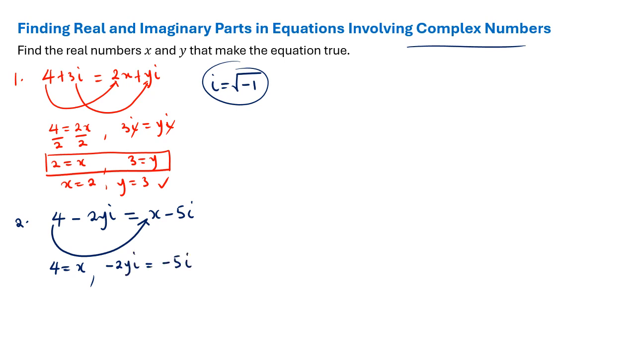If we have everything written down like that, what we can do is divide both sides by i, crossing i out on both sides. So that I get negative 2y is equal to negative 5. Again, we'll divide both sides by negative 2, and cross out. Then we have y equal to negative 5 over 2, and we'll have x is equal to 4 from here.